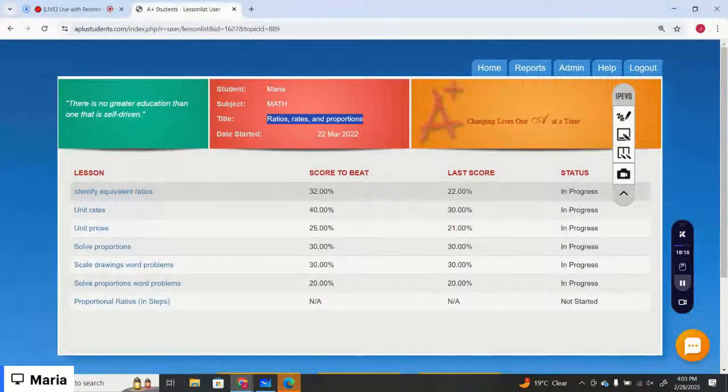Here I'm on grade 9 math. The chapter we are on right now is ratios, rates, and proportions. Let's just start with the first lesson, that is identify equivalent ratios.